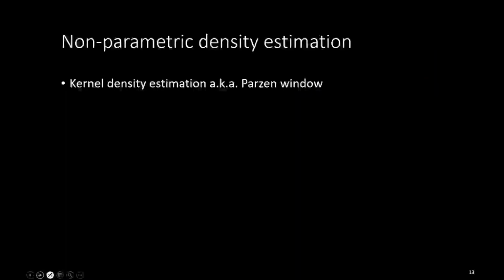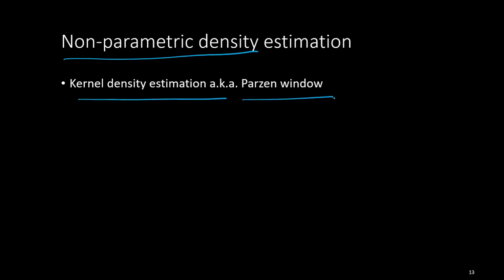So now let's say we don't want to fit a parametric distribution, because we don't know the family of distributions that is more likely to explain this data. We also have a choice of something called non-parametric density estimation. The easiest method for this is kernel density estimation, or the Parzen window method.